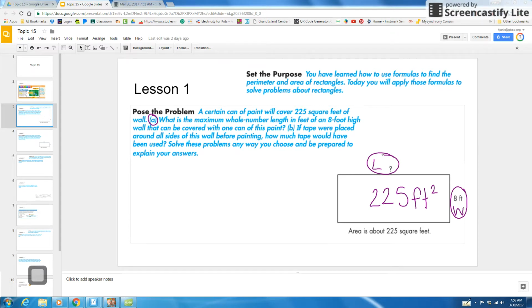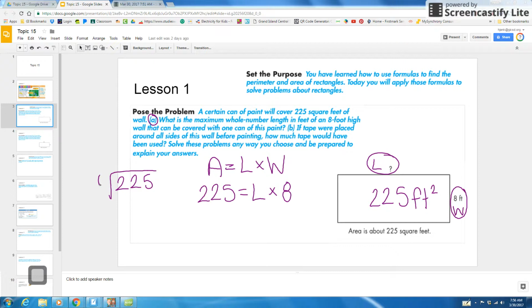So I'm going to suggest this. Write out your formula. From the previous slide, area equals length times width. All you need to do to start is plug in the information you do have. Well, we know our area is 225. We don't know our length, and we know our width is 8 feet. So now I'm looking, well, 8 times length is going to give me 225. Well, the opposite of multiplication is division. So I would take my 225 and divide by 8.